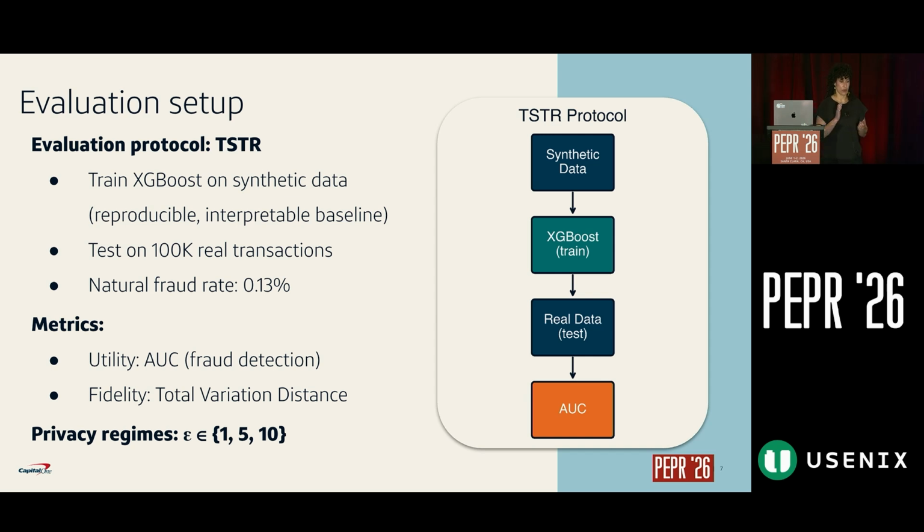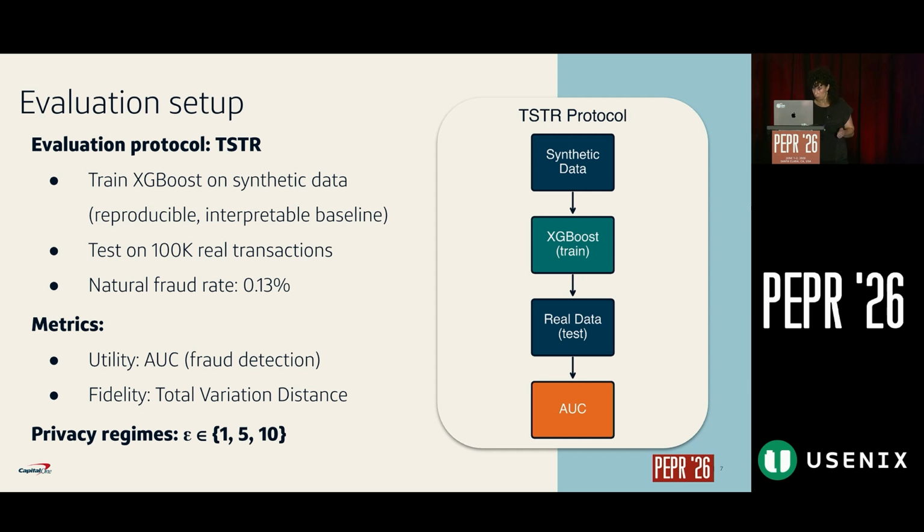And then we did this across three privacy regimes. We had AIM at epsilon of 1, 5, and 10 so that we could see how the performance of the model varied across those privacy regimes. And the way that we evaluated it was using AUC to figure out how well the classifier was performing on that downstream fraud detection task. And then we looked at fidelity of the attributes using total variation distance. So those two dimensions there.